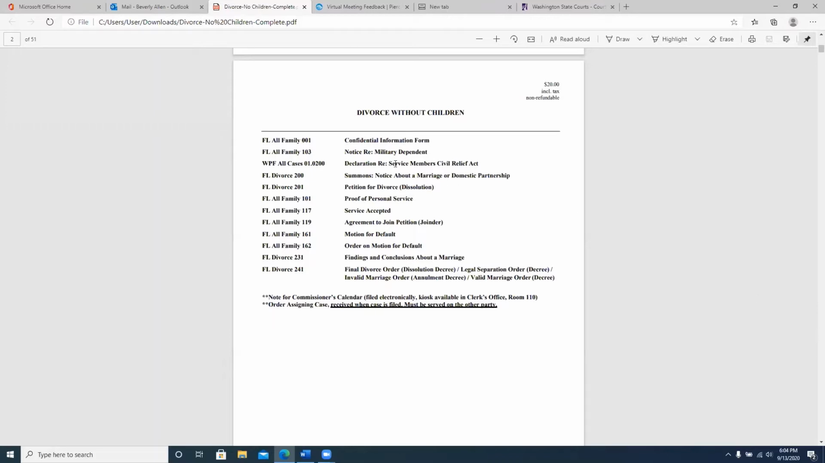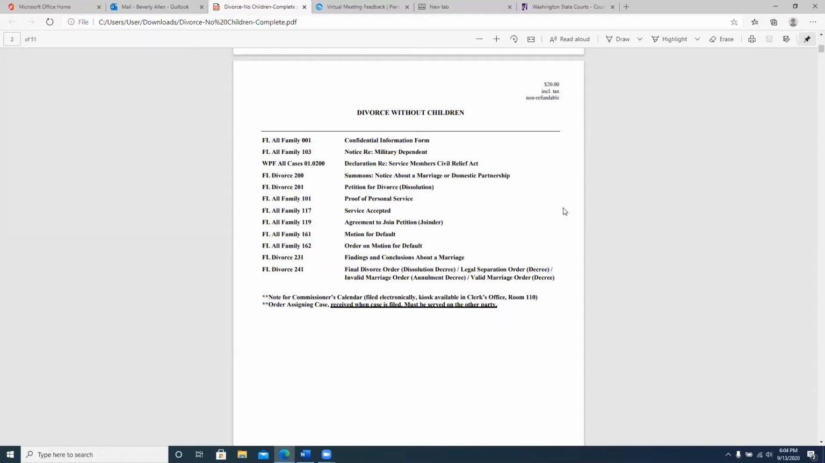The other two documents here that you see, the notice regarding military dependent and declaration regarding Service Members Civil Relief Act, are documents to advise the other person that if they are protected under one of these acts, they've been informed as to their rights.